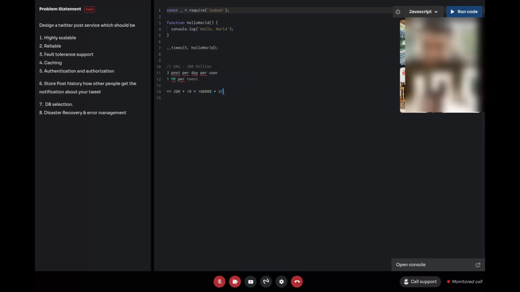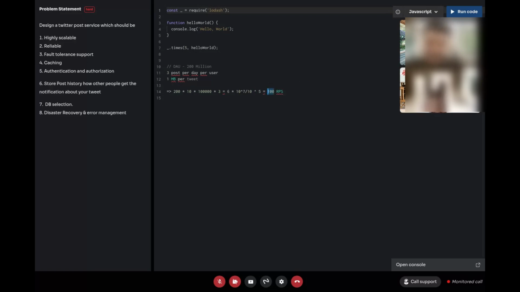So 200 million is 10 lakhs, and then 3 posts per user. This is per day, so it is actually 6 into 10 raised to the power of 7. Per day it's 86,400 seconds, roughly 100K, which is 10 raised to 5. On average, we are getting 100 RPS.